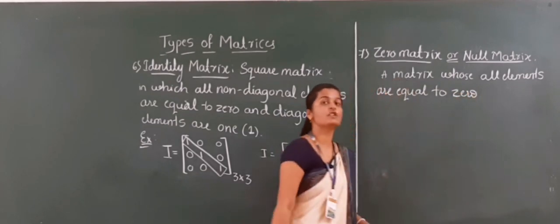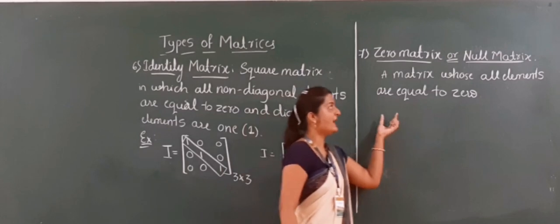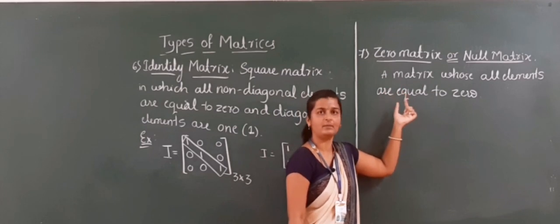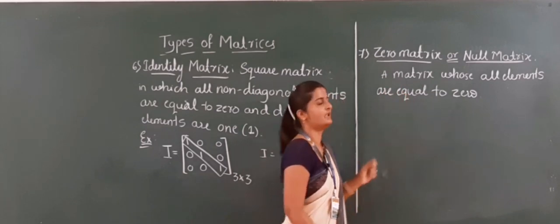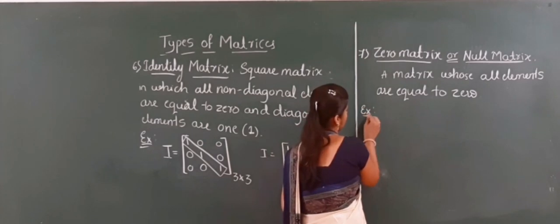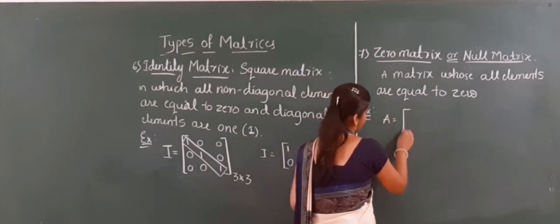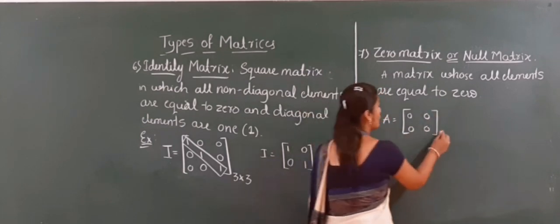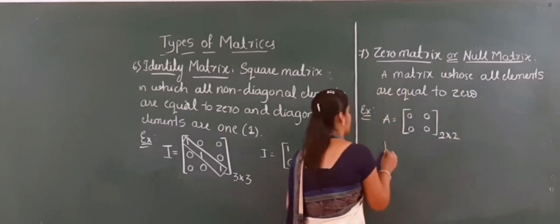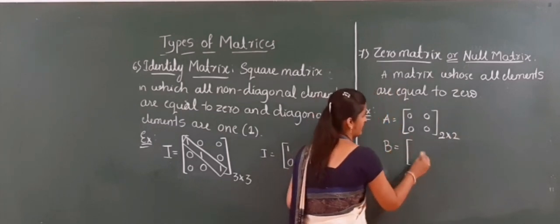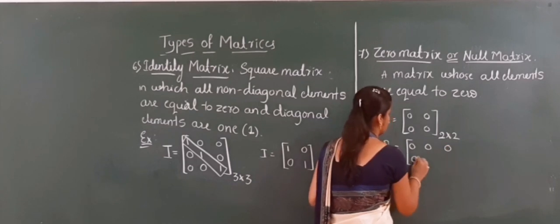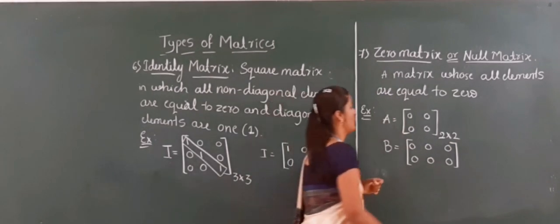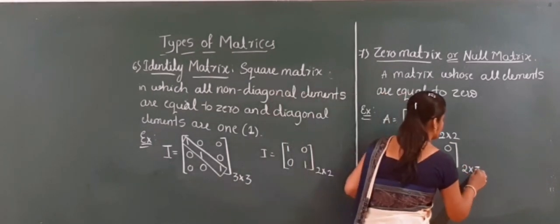So see here, a zero matrix or null matrix means a matrix in which all the elements are equal to 0. There is no condition that it must be a square matrix, it may be any matrix. For example, I can write the zero matrix like this also: 0, 0, 0, 0. This is a zero matrix of which order? 2 by 2 order. And next I can write another matrix, 0, 0, 0, 0, 0, 0. This is also a zero or null matrix of order 2 by 3.